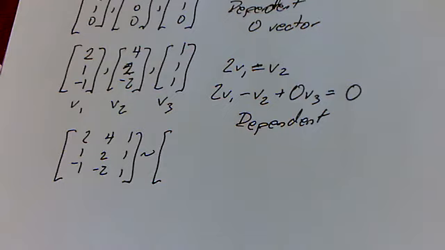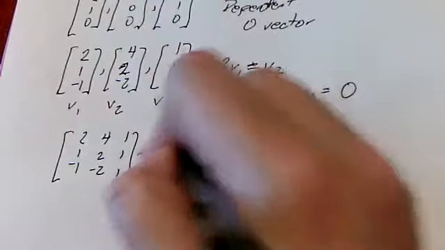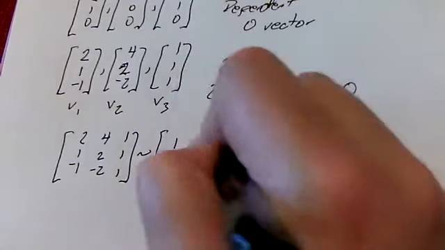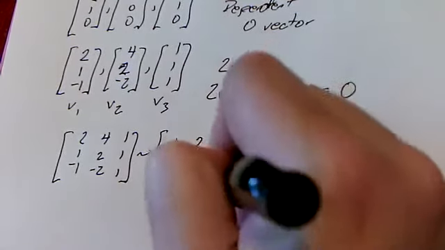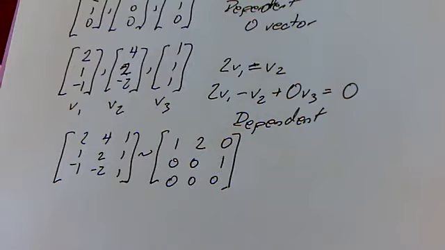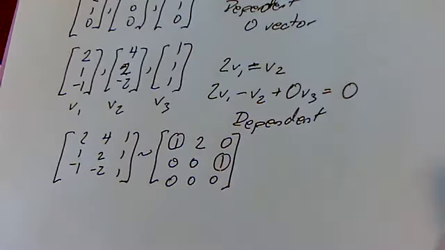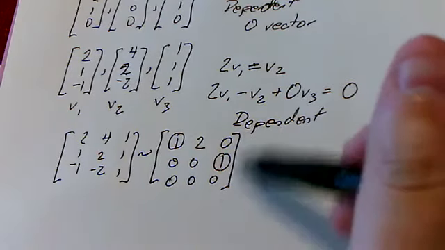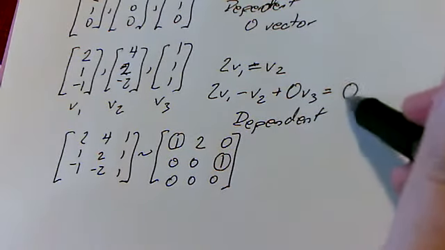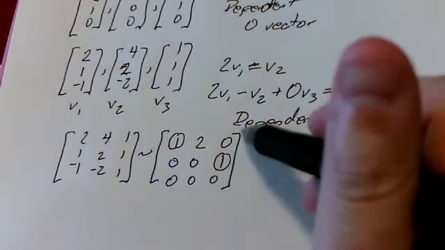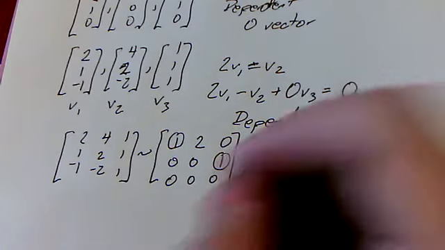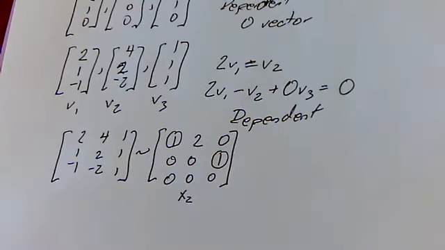So I've got 2, 4, 1 along the top, 1, 2, 1 in the middle, -1, -2, 1 along the bottom. When I row reduce that, I get 1, 2, 0, 0, 0, 1, and then all zeros along the bottom row. Okay, and so as I look at this, I have a pivot here and a pivot here. Now remember that it's like this is augmented with 0 because we're looking at the dependence relationship, but I didn't write down that augmented column of zeros. So I see that x2 is a free variable, but x1 and x3 are not free variables.